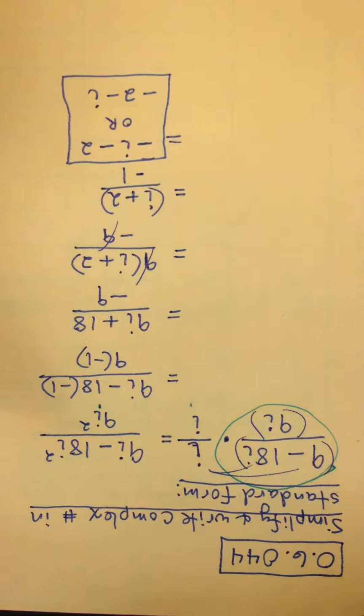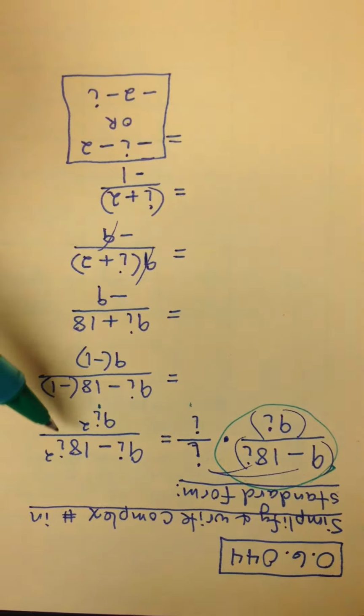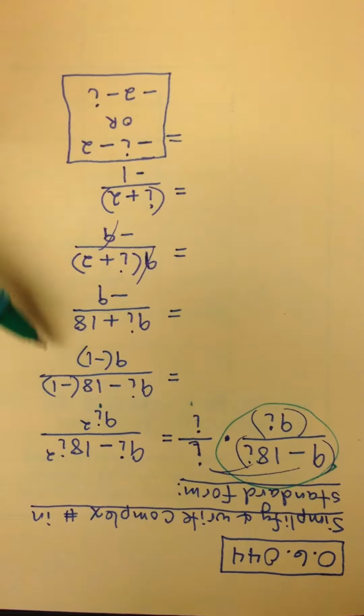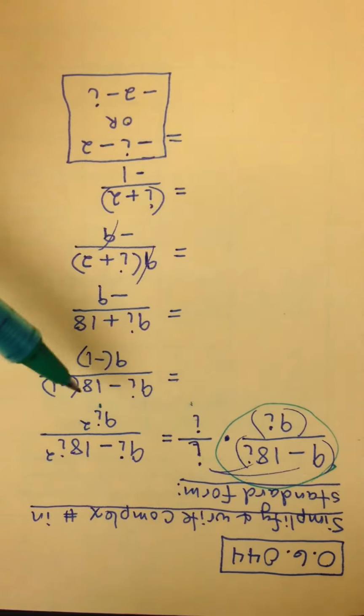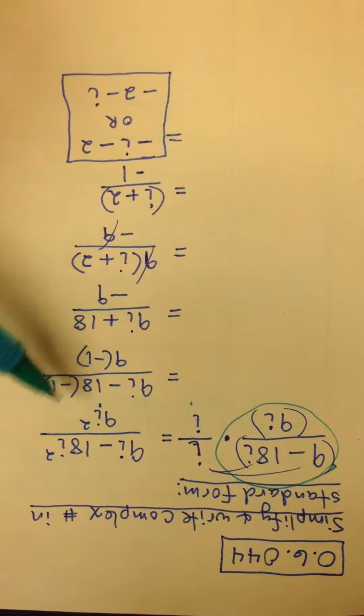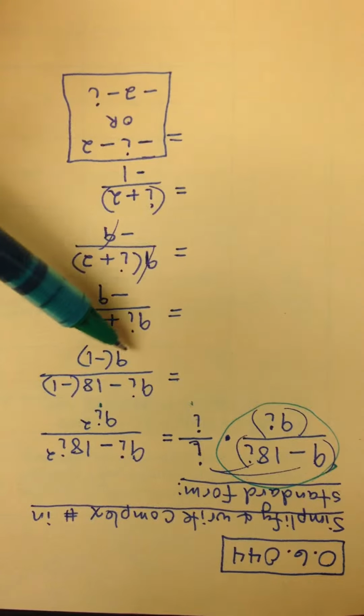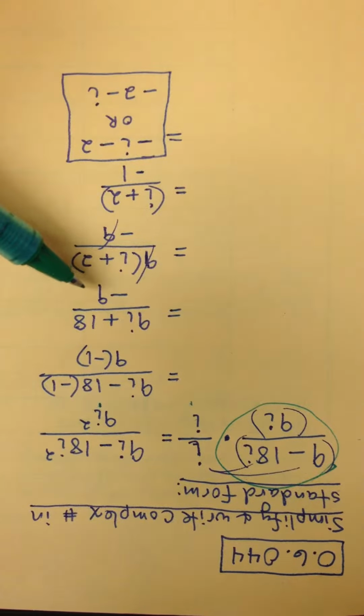Now remember, i squared is equal to a negative 1. So whenever we have the opportunity, we're going to substitute a negative 1 in for i squared. I find the easiest way to substitute is put parentheses wherever there was an i squared and put a negative 1 in there. So after doing that, I get 9i minus 18 times a negative 1, which gives me 9i plus 18. And then, of course, 9 times a negative 1 is a negative 9.